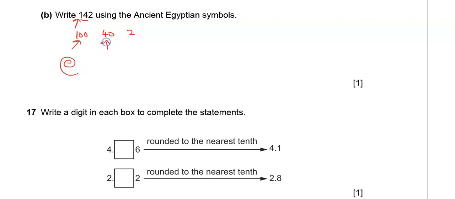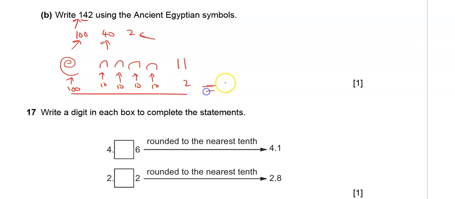Then for 40, we have 4 of this. And then for 2, you have 2 of that. So this is 100, this is 10, this is 10, this is 10, this is 10, and this is 2. And this will total to 142.